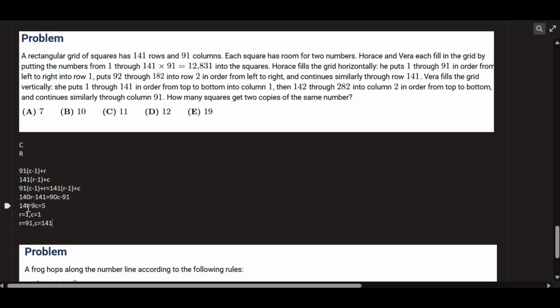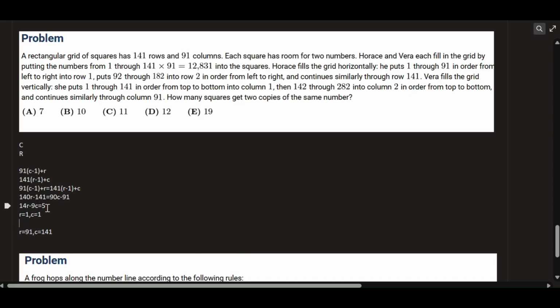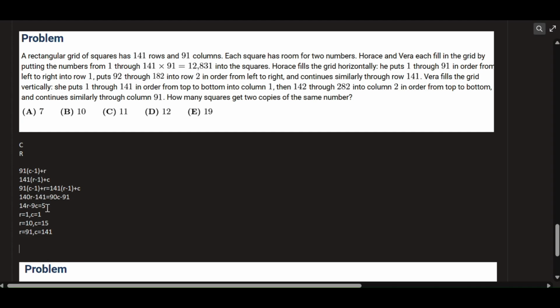If R increases by 9 and C increases by 14, that'll still satisfy the equation. So we have R equals 1, C equals 1. We have R equals 10, C equals 15, and we can go on like that and bash out all the numbers, and we'll get that there are 11 solutions, and that gives us C.